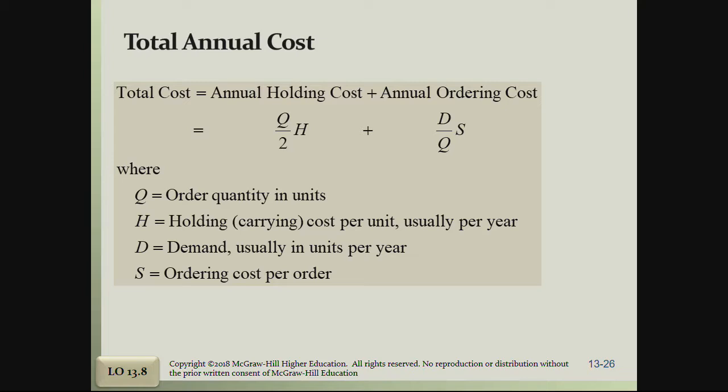Why is this the annual ordering cost? First, let's look at this one. What does D over Q represent? D is your annual demand, Q is your order quantity. You can think about some example. For example, your annual demand is 1,000. Your order quantity every time is 100. Then it's 1,000 divided by 100 equal to what? 10.